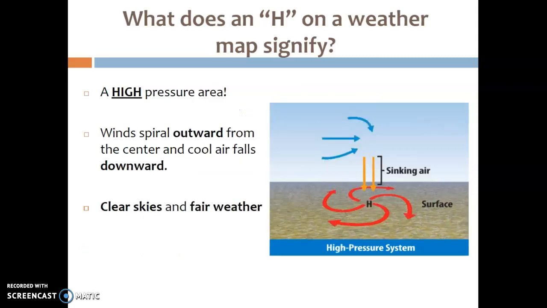The H is the high pressure area, H for high. Winds spiral outward from the center, and cool air falls downward. So you get that high pressure, it's cooler, and the air falls. It tends to mean clear skies and fair weather. So when that high pressure moves in, we generally get some blue skies, and the weather is nice.